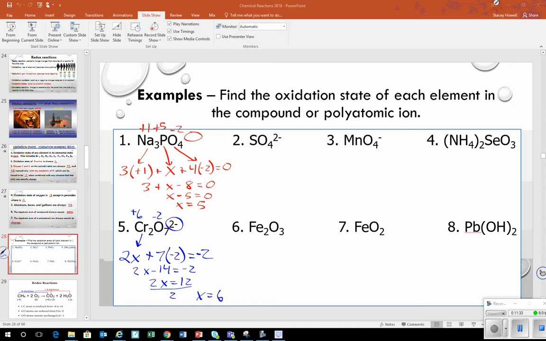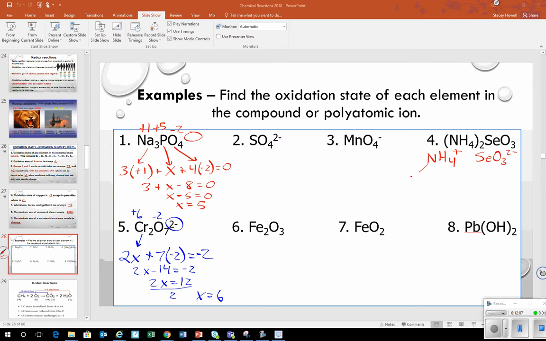Okay, I want you to try, well, let's go to number 4, because I want to do number 4 together, and then I'm going to have you try the others. On number 4, it's 2 polyatomics. Because it's 2 polyatomics, we sort of need to split it. So we're going to split it into NH4, and I know the charge on NH4 is a +1. That's one of the ones I should know. And I have 2 of those to balance out the SeO3. So what's the charge on SeO3? -2. Now I'm just going to split it down into 2 separate problems.